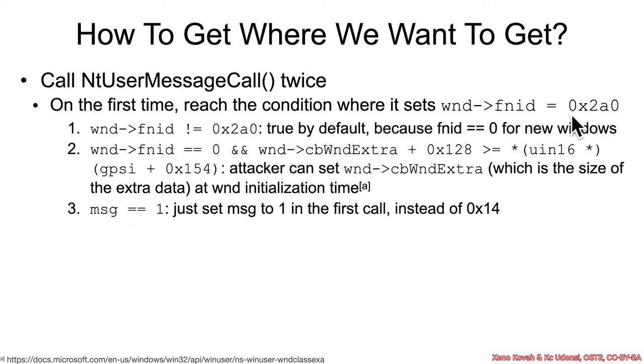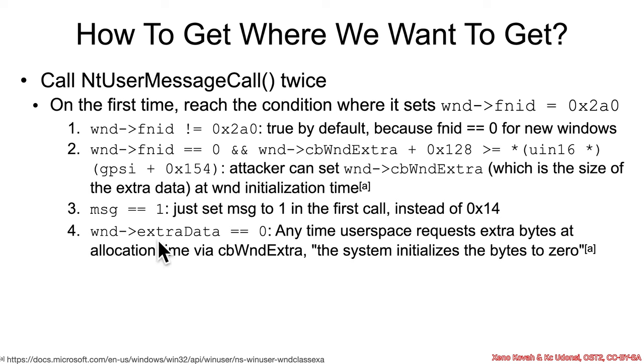All right, further along, again, goal is to set this to 2a0. Setting message equal to 1, well, because we now know that we need to call NtUserMessageCall twice, they can just set message to 1 on the first call instead of 14 and set it to 14 on the second call. And then finally, there's this other thing called extra data, and you might get confused, CB wind extra versus wind extra data. CB wind extra is the size of this data, and then this is a literal value of that data.